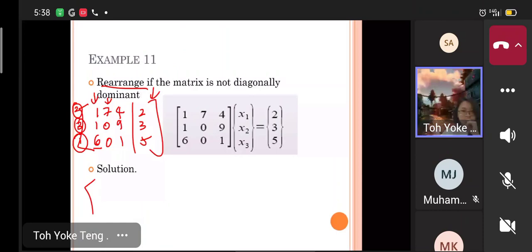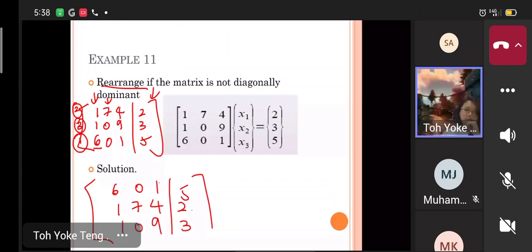So once you rearrange, you may just write it down as 6, 0, 1, 5. And then the second one, 1, 7, 4, 2. And then the third one, 1, 0, 9, 3 here. So 6 that is greater than 1, 7 that is greater than 5, 9 that is greater than 1. So this one, you may just write that matrix A is diagonally dominant.